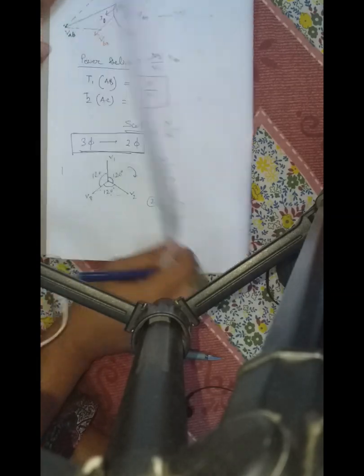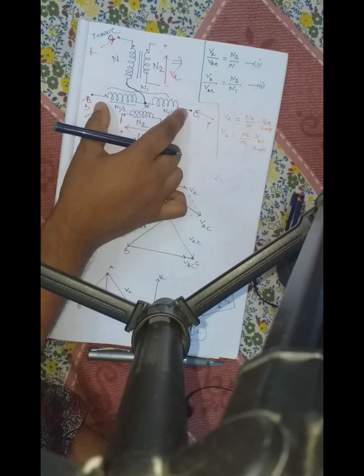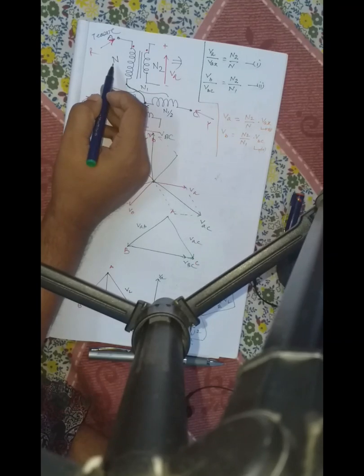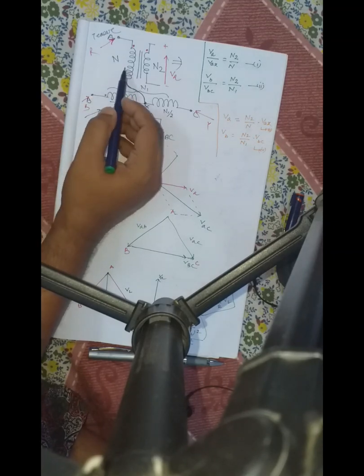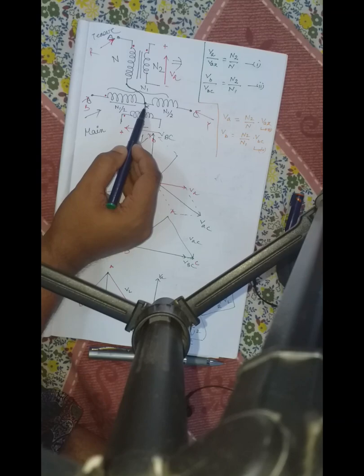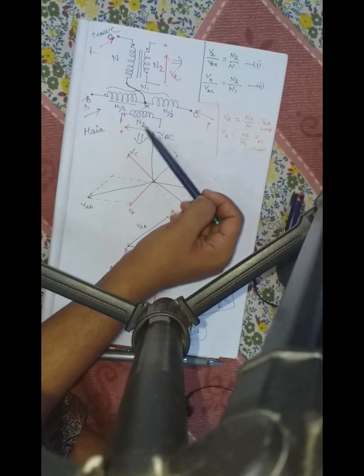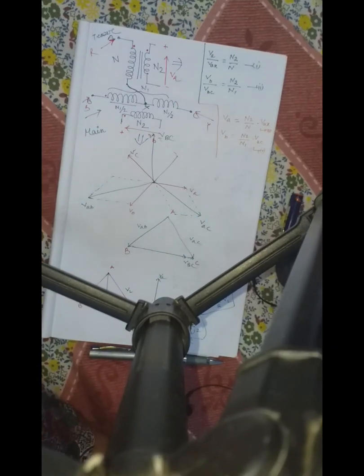So the criteria is, if the main transformer turns is 1000, then the teaser transformer turns will be 1000 into 0.866, that means 866, and we can connect in this manner, with both the main and teaser transformer secondaries the same. Then the Scott connection will happen, and we can do 3-phase to 2-phase conversion.